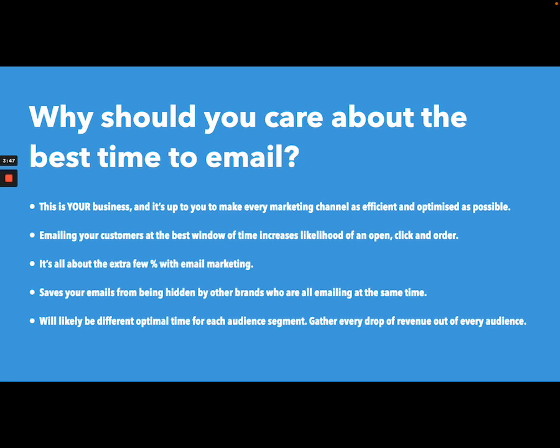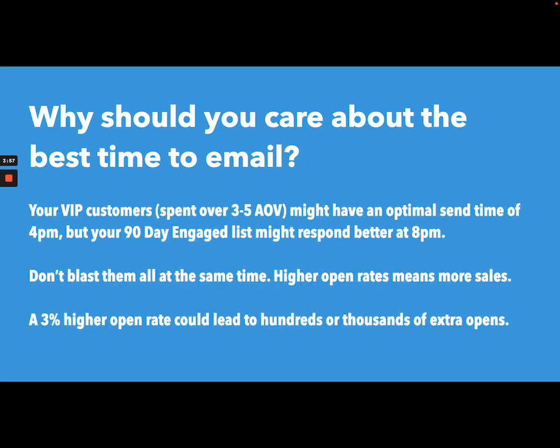It'll likely be a different optimal time for each audience segment. So obviously here we're trying to gather every drop of revenue out of every single audience. So your VIP customers, for example, people who have spent 3 to 5 times your average order value, maybe have an optimal send time of 4 p.m., but your 90-day engaged, maybe they respond better at 8 p.m. So don't blast all of your segments at the same time.